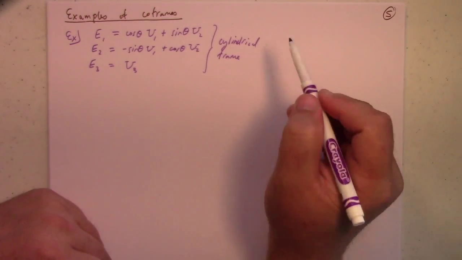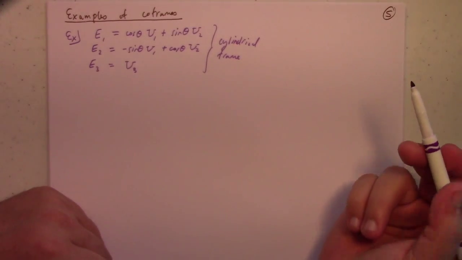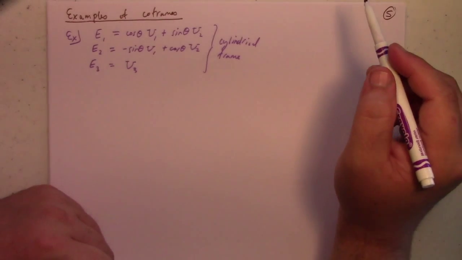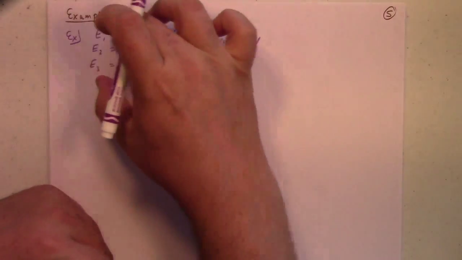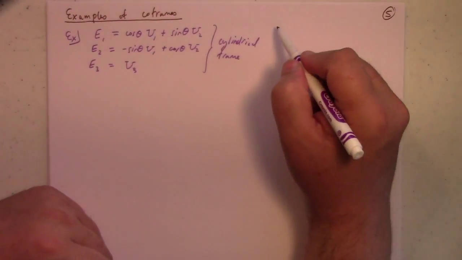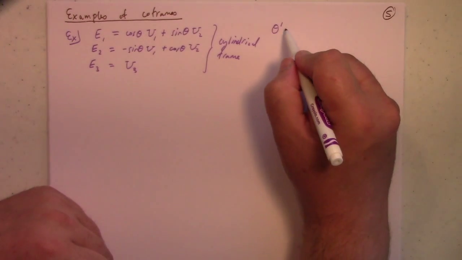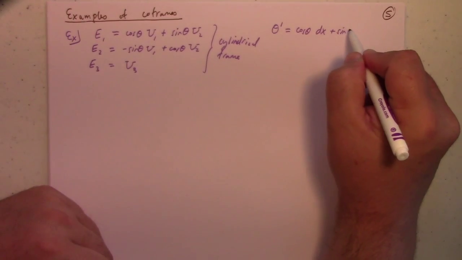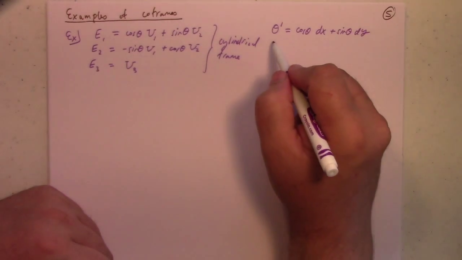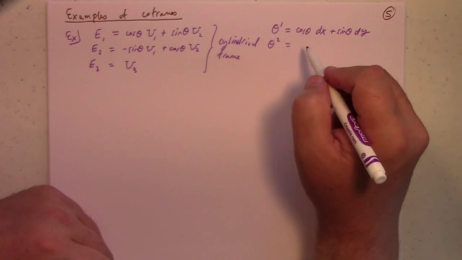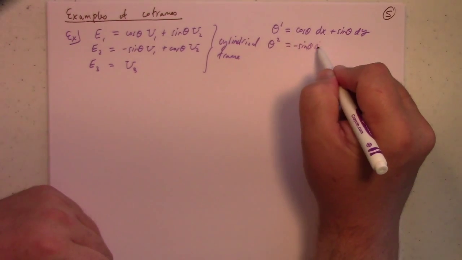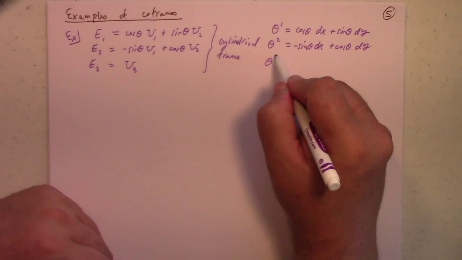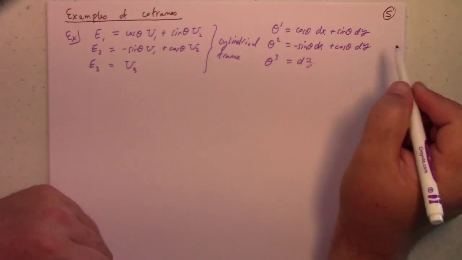And we proved that the attitude of the frame was the same as the attitude of the coframe. What that means in practice is that I can just, from this, immediately write down theta 1 is cosine theta dx plus sine theta dy, right? And theta 2 is minus sine theta dx plus cosine theta dy. And theta 3 is equal to dz.